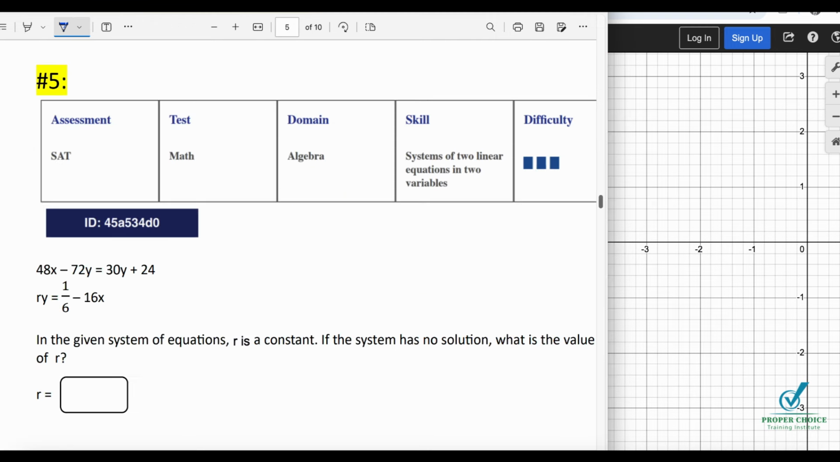Next question says, in the given system of equations, R is a constant. If the system has no solution, what is the value of R? So for a system of equations, when do we say a given system has no solution? As I already explained, no solution means the two equations of the system should give parallel lines. Parallel lines never cross or touch each other. That's why we say parallel lines have no solution. So keep it in mind. These are some definitions you should know. Then only you can use DESMOS and solve.